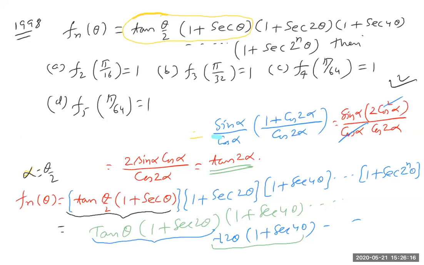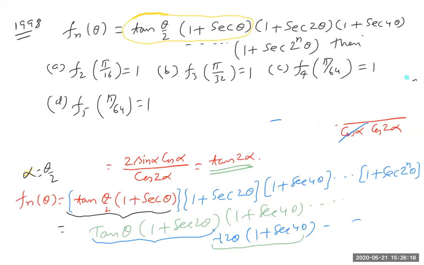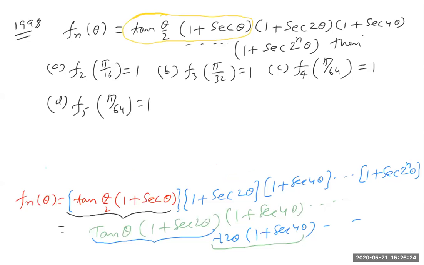So I'm cleaning this part, okay? If you observe from the beginning, this quantity is tan theta, then tan theta multiplied by the next bracket, you have the form tan theta into 1 plus sec 2 theta. This will be tan 2 theta. By that repetition, tan 2 theta will be multiplied here, it will be tan 4 theta and so on.